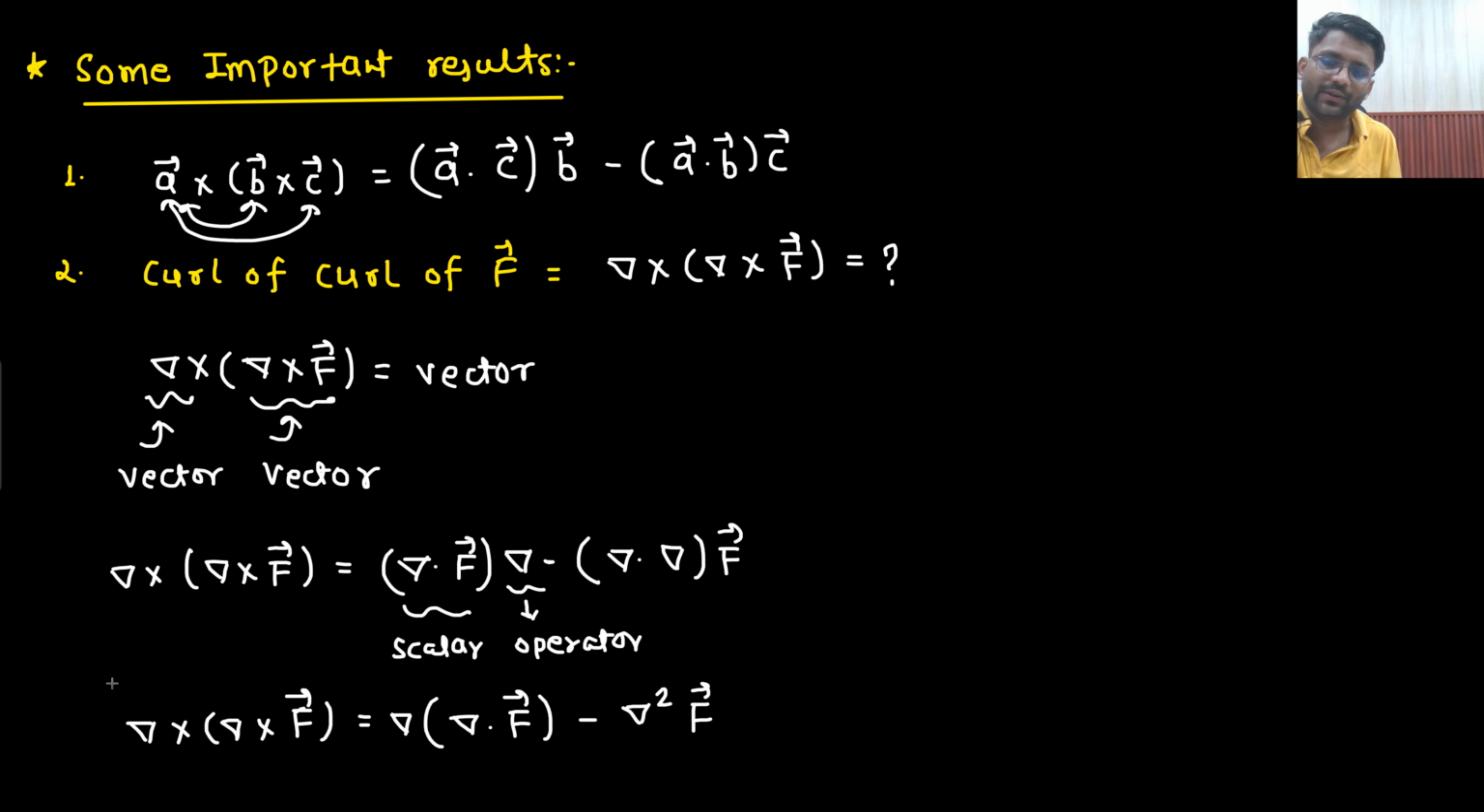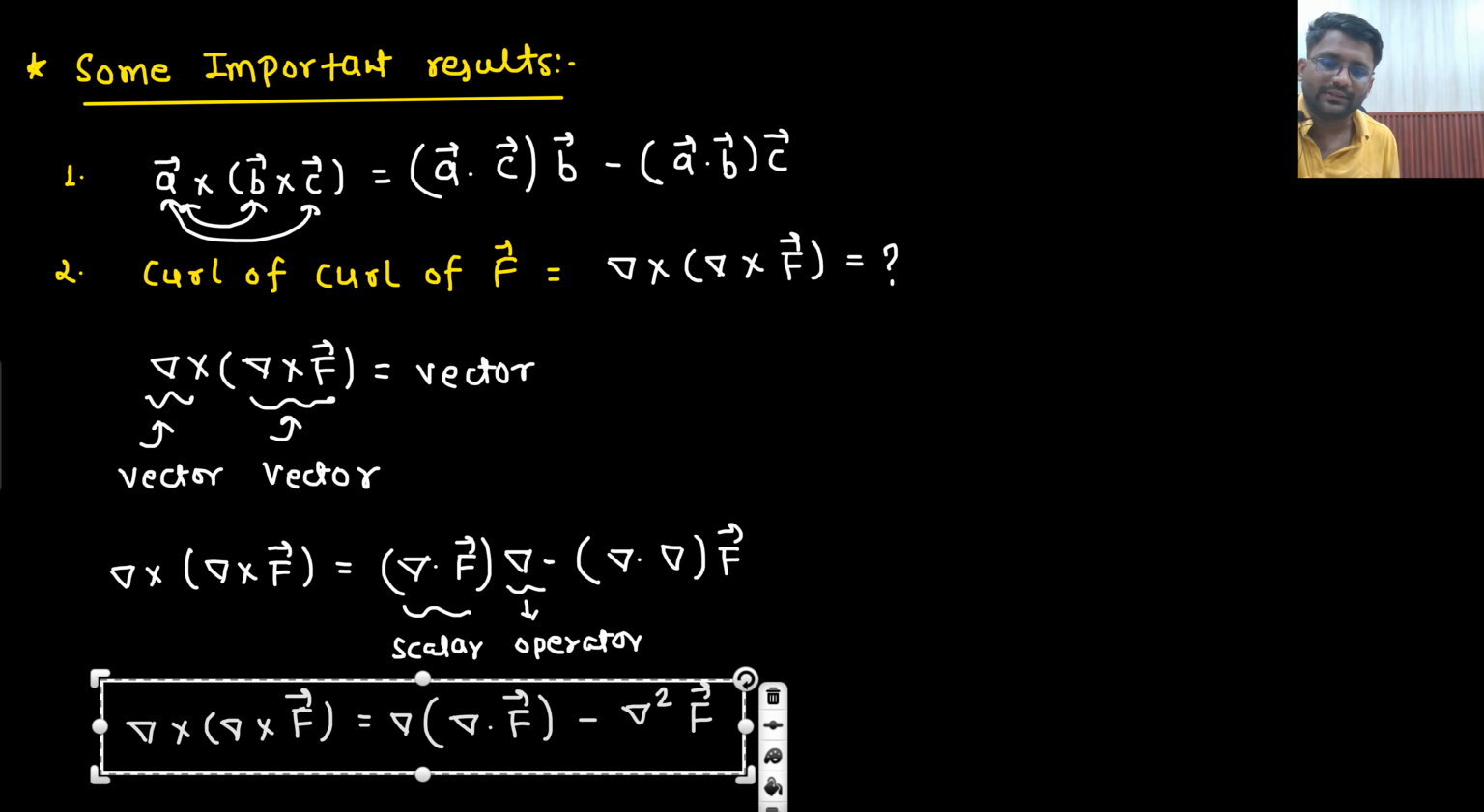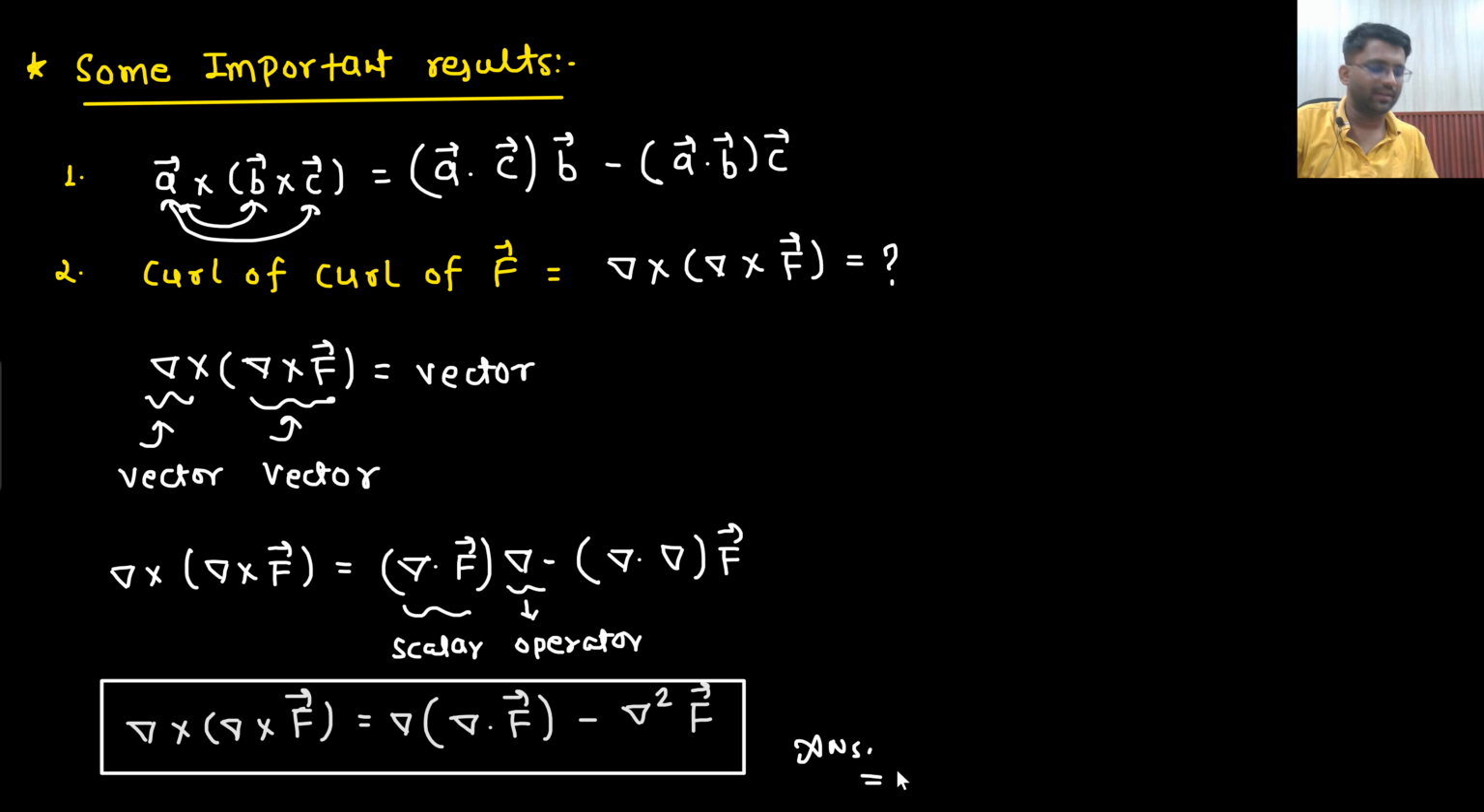This is the answer of del cross del cross F. That's it. Do you need to mug it up? Absolutely not. Usually students remember it, but will you be remembering it? Absolutely not. You will be deriving it in this way. So del cross del cross F: this del will talk to F, del dot F, then this del will come, minus this del and this del will talk with each other, del dot del. This will become del square F only.